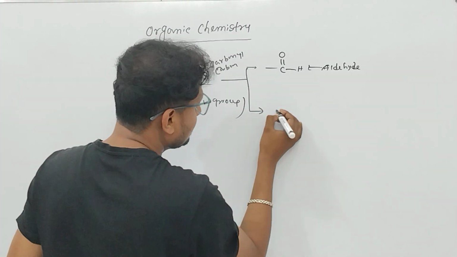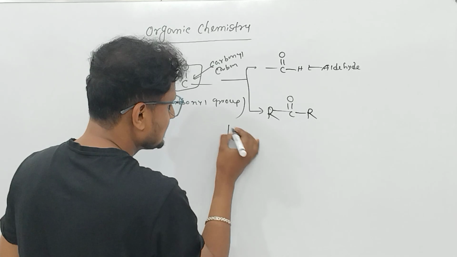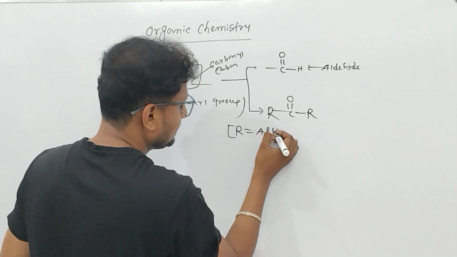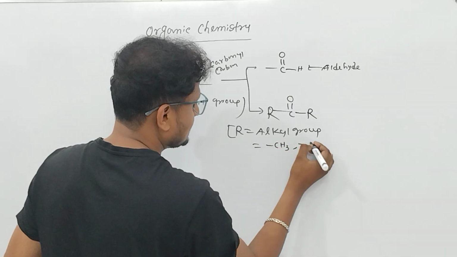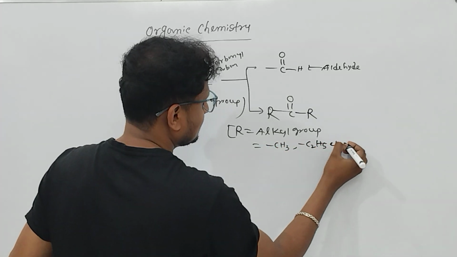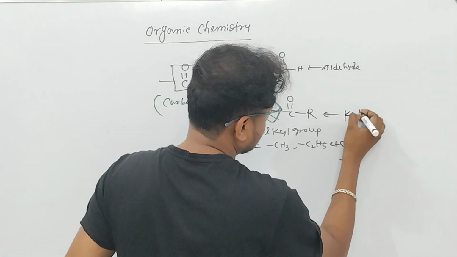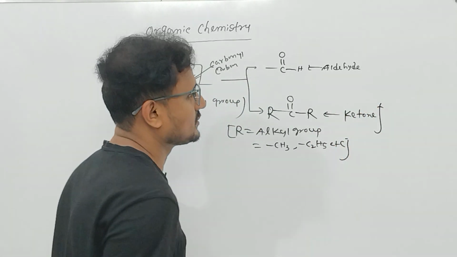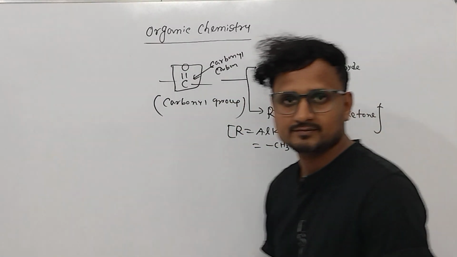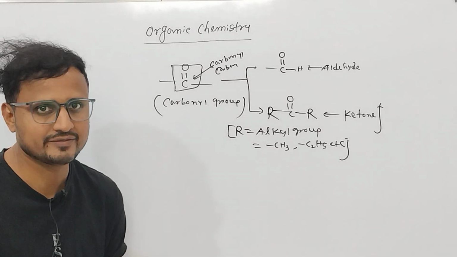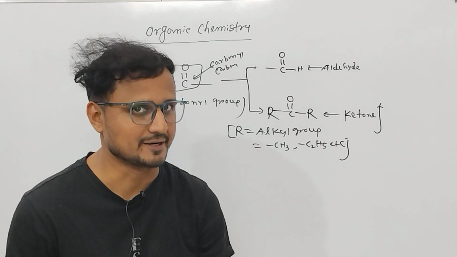Now if this central carbon is attached to two R groups, R meaning alkyl group, it can be CH3, it can be C2H5, it can be anything, it will be called a ketone. So this one is a ketone, this one is an aldehyde. I think it's clear to everybody. The ketone is not there in our syllabus, but we have to learn it.